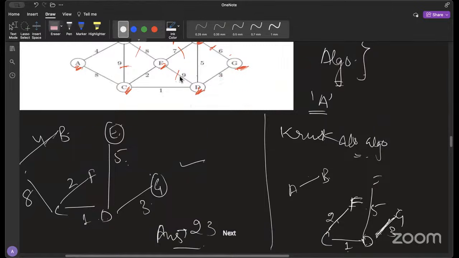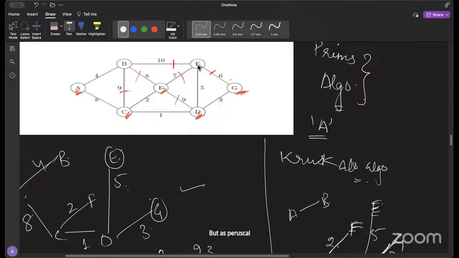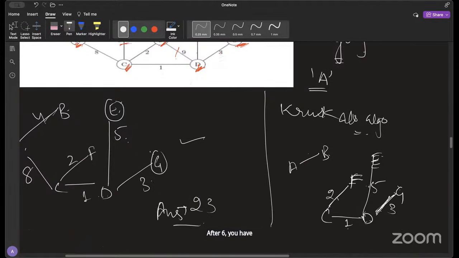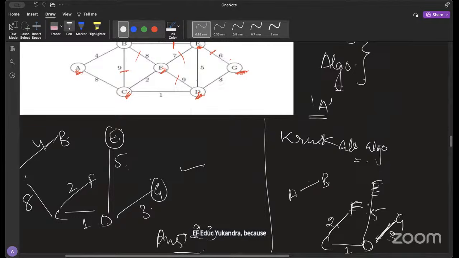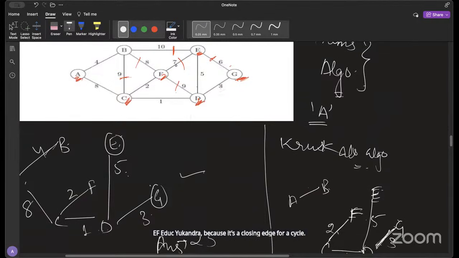Next minimum weight after 5 was 6. So as per Kruskal algorithm, you should have drawn this edge, but we're not drawing it because it's forming a cycle. That's why we are avoiding this edge in our tree. And then after 6, you have this one, right? But you can't draw it again. EF edge you can't draw because it's a closing edge for a cycle. So this also we avoid.